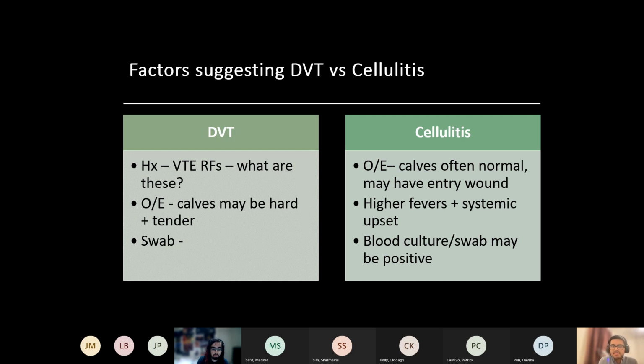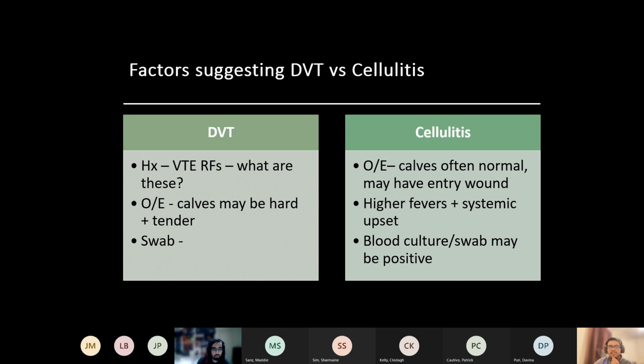These are some other things to think about. So in history, you might have some VTE risk factors. Any ideas what kind of things predispose to venous thromboembolism? Recent surgery, recent flight. Yes, those are the big ones. Cancer, immobilized, oral contraceptive pill. Great. These are risk factors that are definitely worth learning.